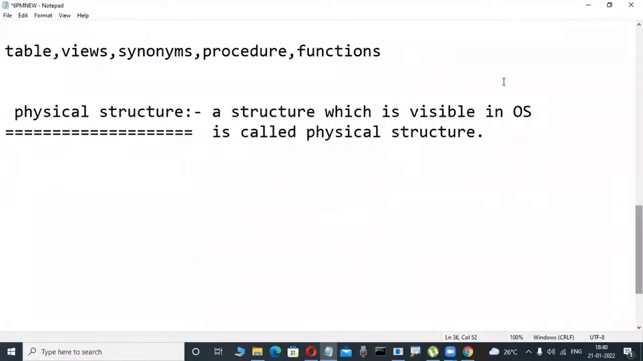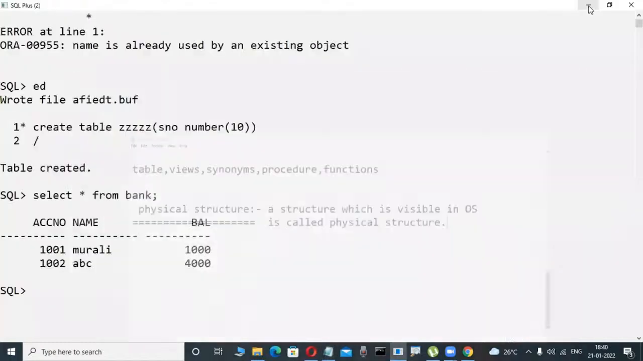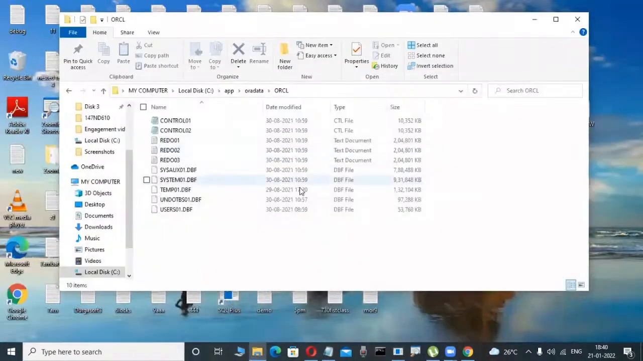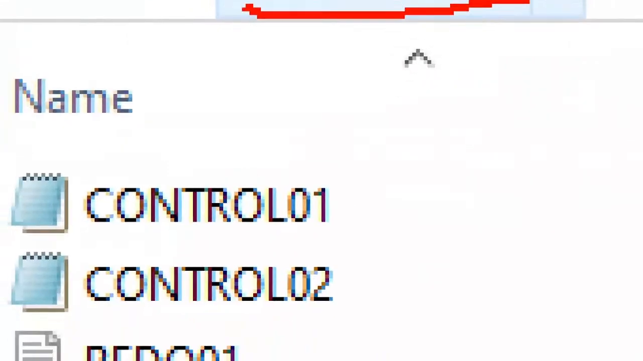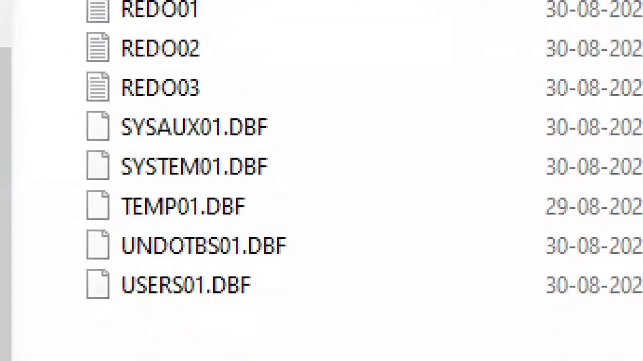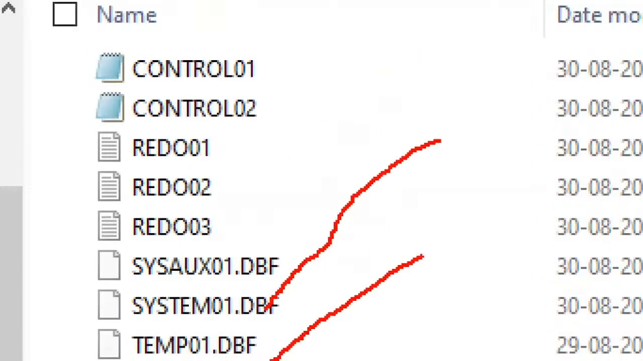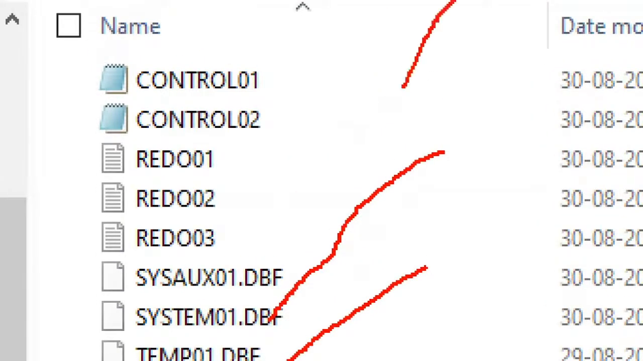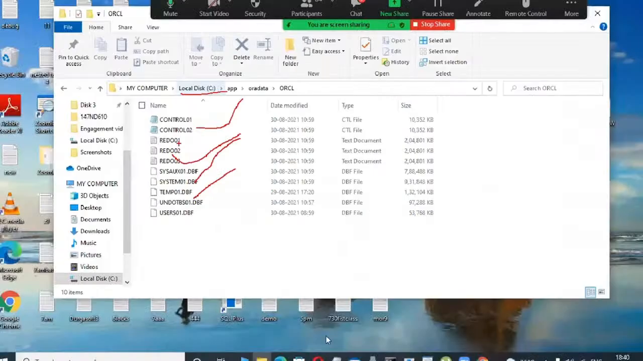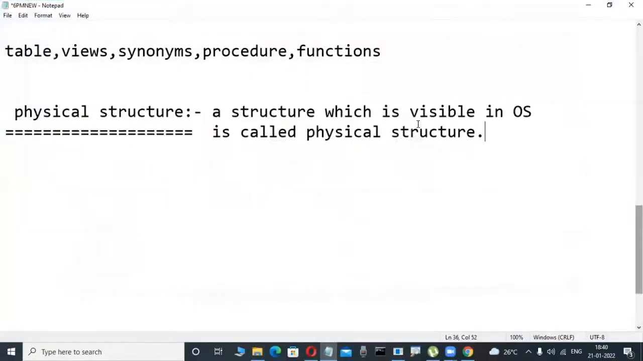Observe here, whenever I'm installing Oracle software, for example, automatically some files are created on a disk. Observe, in the C drive, D drive, some files are created. These are data files, .dbf files. What is this? You don't have an idea; later you will be familiar. Here are control files and redo log files. These are structures visible in the operating system. That is called the physical structure.